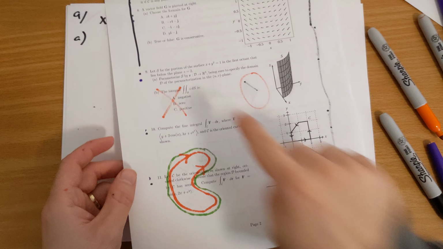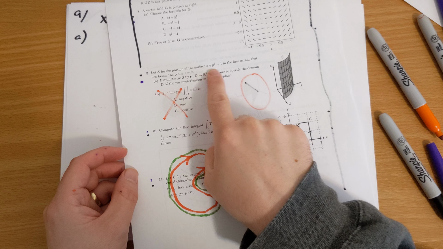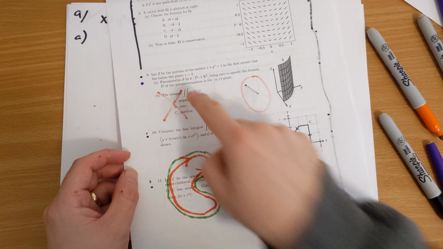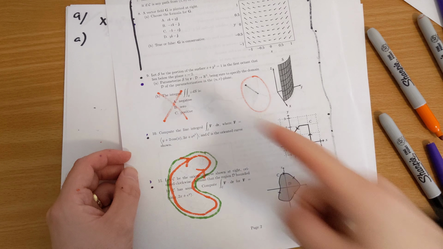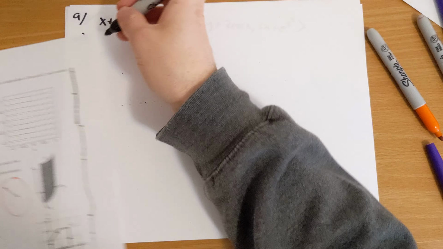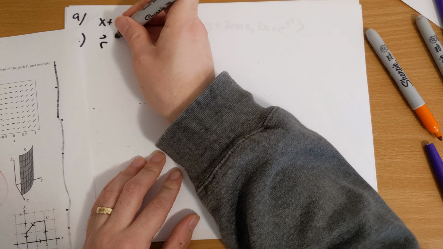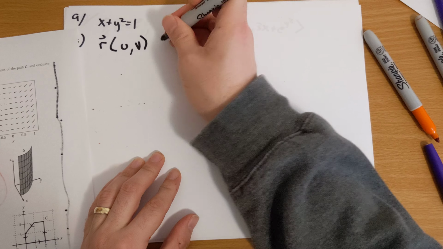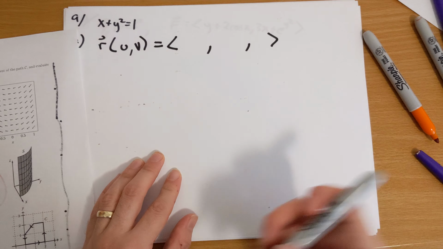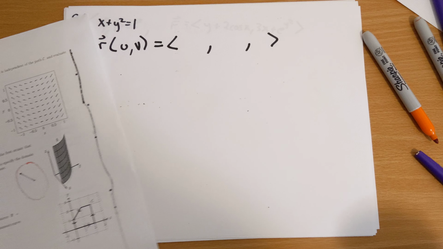On number 9, let S be the portion of the surface x plus y squared is equal to 1 in the first octant that lies below the plane z is equal to 2. So the first thing we're asked to do here is to parameterize it. So r of (u, v) equals something, something, something, and then we need to give the bounds on u and v here.